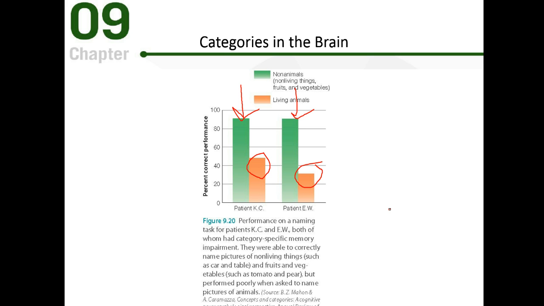It turns out that living things are distinguished by sensory properties. And objects such as non-living animals or non-living things are identified by functional properties. This study alone led to what was called the sensory functional hypothesis, which basically states that our semantic memory system can distinguish sensory attributes from functional attributes.